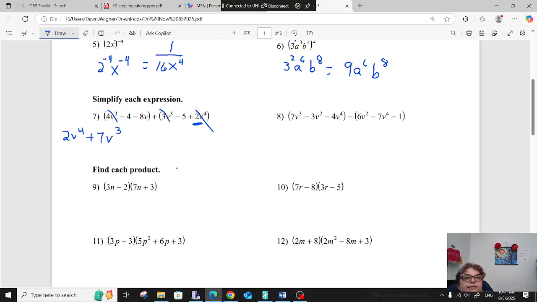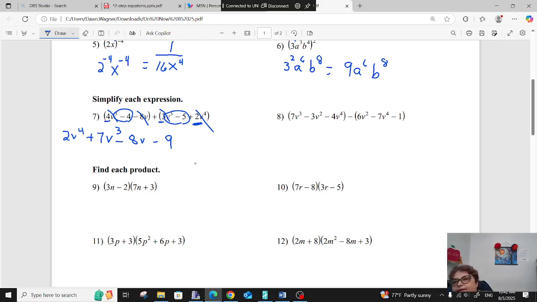Are there any v to the seconds? No. There's, yes? You said plus 7? Oh, because it's multiplication. We're adding. Okay. And so 4 plus 3 is 7v to the 3rd. There's no v to the seconds. There is a v to the 1st power, which is right here, but there's nothing to add to it, so I bring it straight down. And now I have -4 and -5, which is a -9.